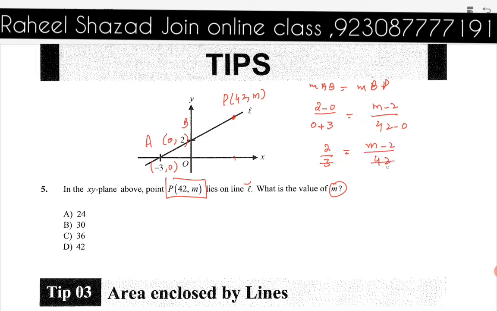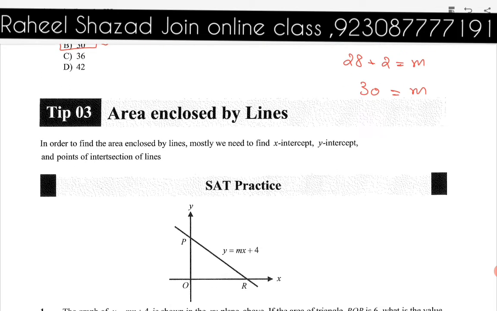Okay, so 3 ones are 3, 3 fours are 12. So that is going to be 1, 4 twos are 8... is equal to m minus 2. So it's 28 plus 2, right? That is the value of m. It makes it 30. So m is equal to 30 in this case. I hope you got it. Okay, let's move to the next part.